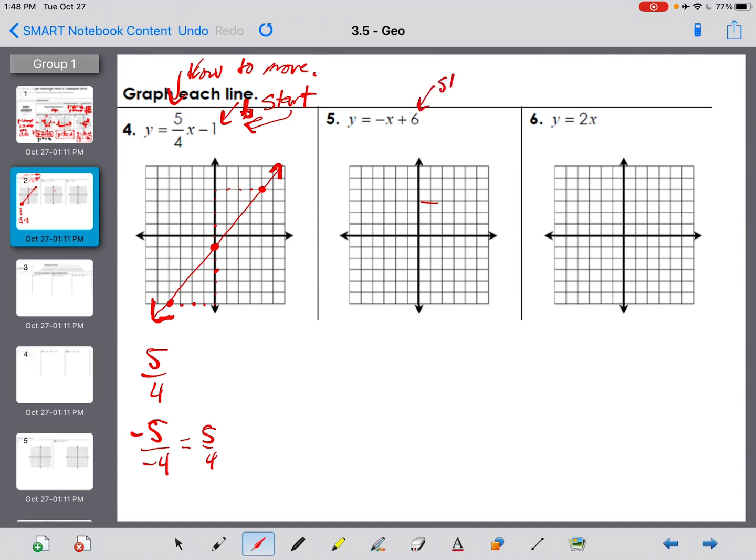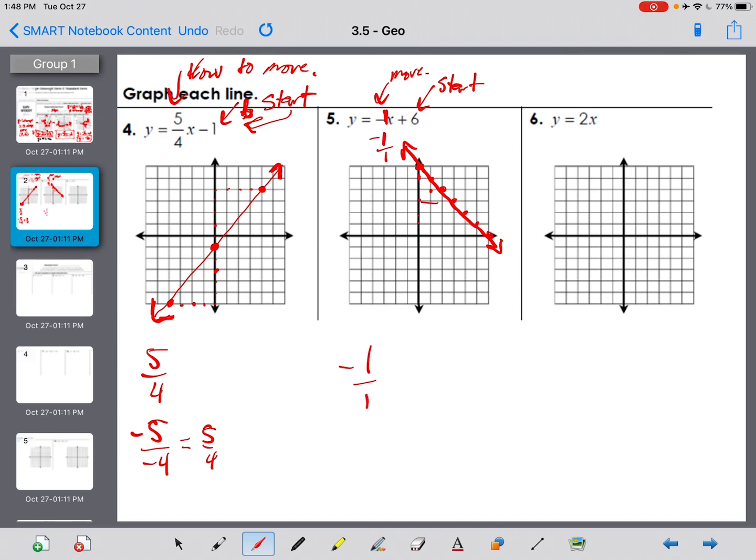Okay, so let's look. This one is a negative. We're going to start here. Okay, so 1, 2, 3, 4, 5, 6. And we're going to move like this. That's a negative. Let's see, what would that be? That would be -1, right? So down 1 over 1, because we can put it over 1. Down 1 over 1, down 1 over 1, down 1 over 1, down 1 over 1. And we get a negative line. If your line doesn't go down when your slope's negative, you've graphed it incorrectly.